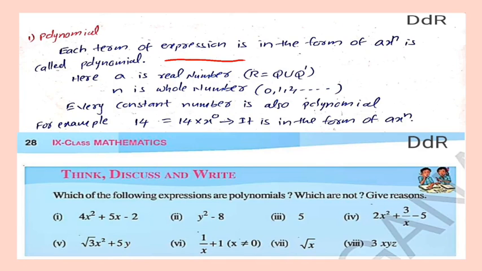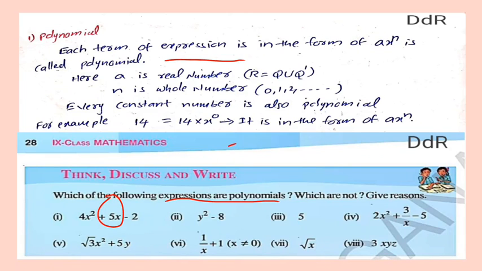Next, coming to think, discuss and write bit. Here, which of the following expressions are polynomials, which are not? Give reason. So first question is 4x square plus 5x minus 2. In this expression there are total 3 terms. One is 4x square, second one is 5x, and third one is minus 2. So here first term 4x square is in the form of ax to the power of n. It is very clear. 4 is a real number, 2 is a whole number.